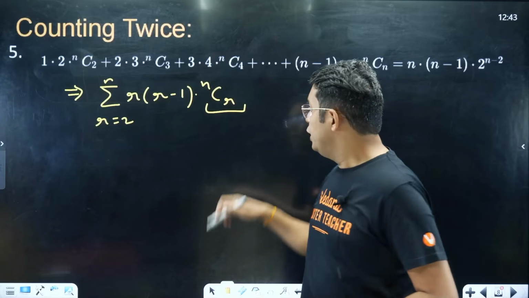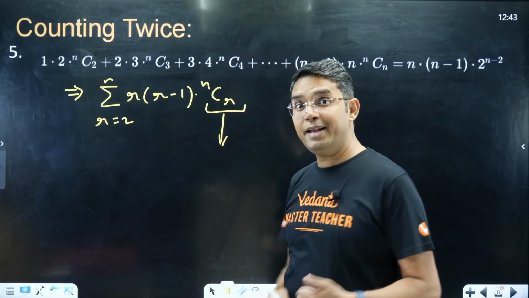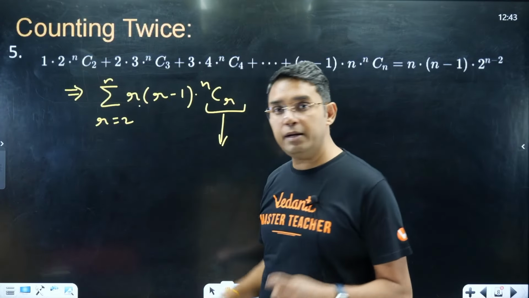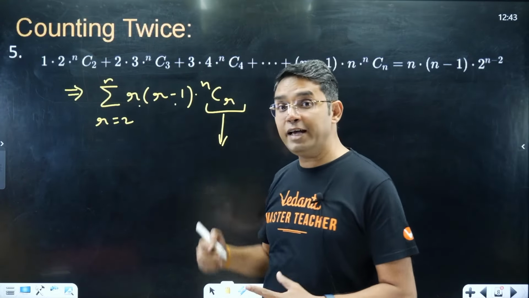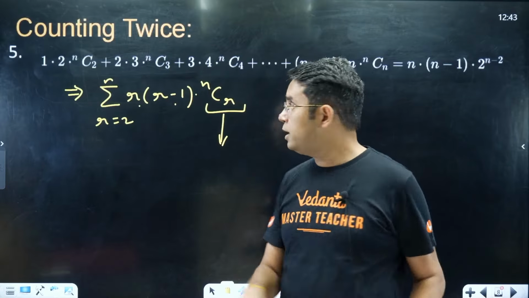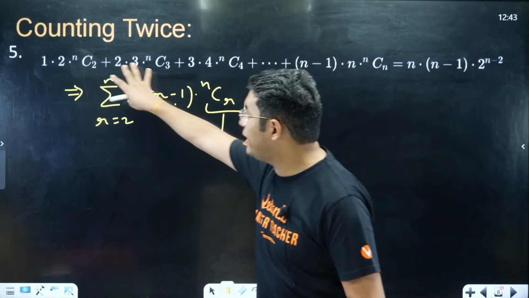Captain and vice captain. So selecting r persons in nCr ways, selecting a captain in r ways, and selecting a vice captain that will be different from the captain in r minus 1 ways. So this is my left hand side.